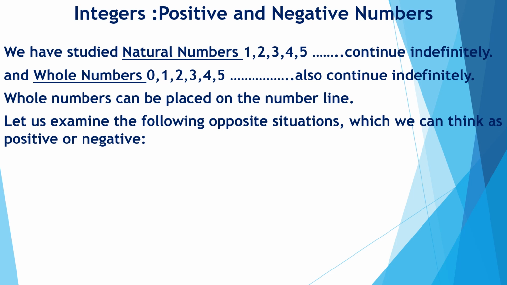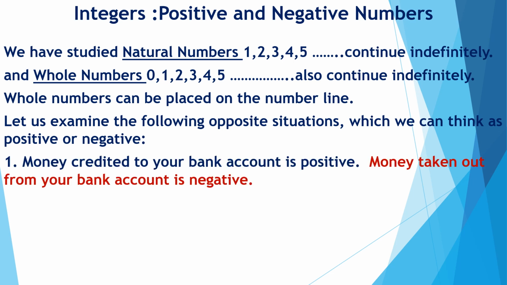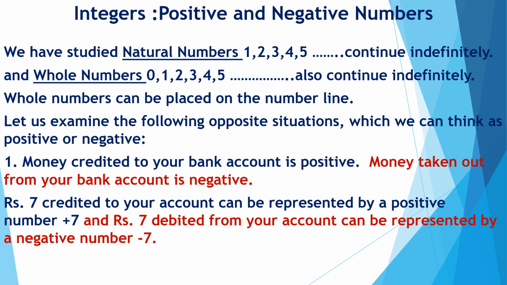Let us examine the following opposite situations, which we can think of as positive or negative. Money credited to your bank account is positive. If you take out money from your bank account, it is negative. Rupees 7 credited to your account can be represented by a positive number, +7, and rupees 7 debited from your account can be represented by a negative number, -7.